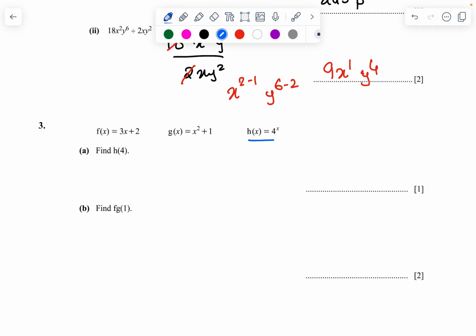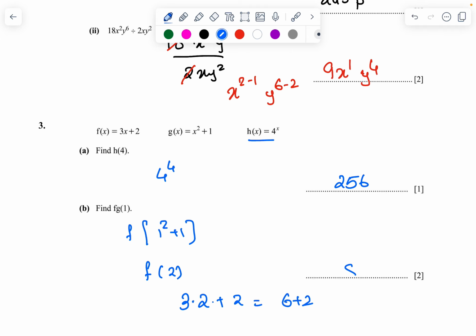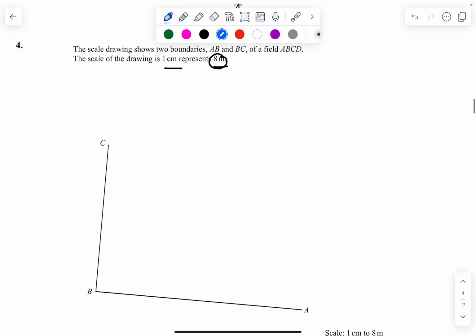H of 4 is being asked, which is 4 power 4, which is 256. So f of g of 1, 1 square plus 1. G of 1 means plug in 1 in g. So 1 square plus 1. So f of 2. Plug in 2 in f. 3 times 2 plus 2, which is 6 plus 2. So answer is 8.